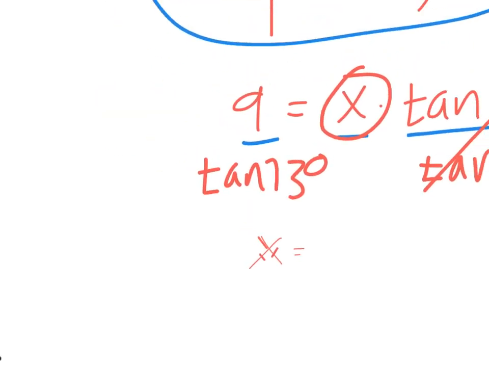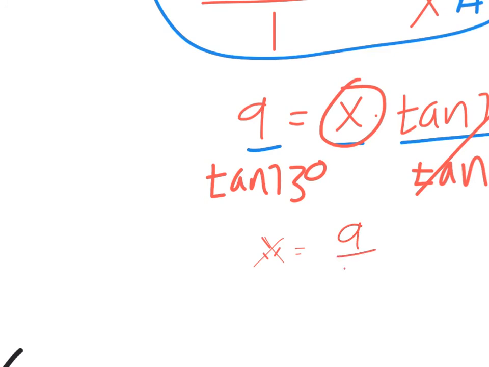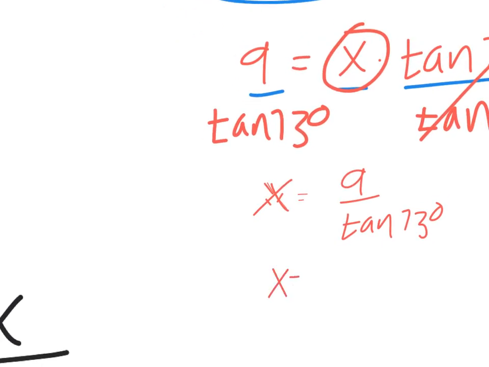X equals 9 divided by the tangent of 73 degrees. So what you do in your calculators, you type in 9 divided by the tangent of 73 degrees. And when you do so, you end up getting approximately 2.75.